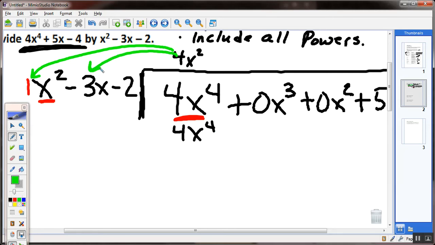And then I also need to take the 4x squared times the negative 3x. What's 4 times the negative 3 going to get you? Negative 12. And then the x squared times the x would be x to the third. But I also need to take 4x squared finally times negative 2. So what's that going to get you? Minus 8x squared. Now let me show you something here quickly. I'm going to size this down a bit.